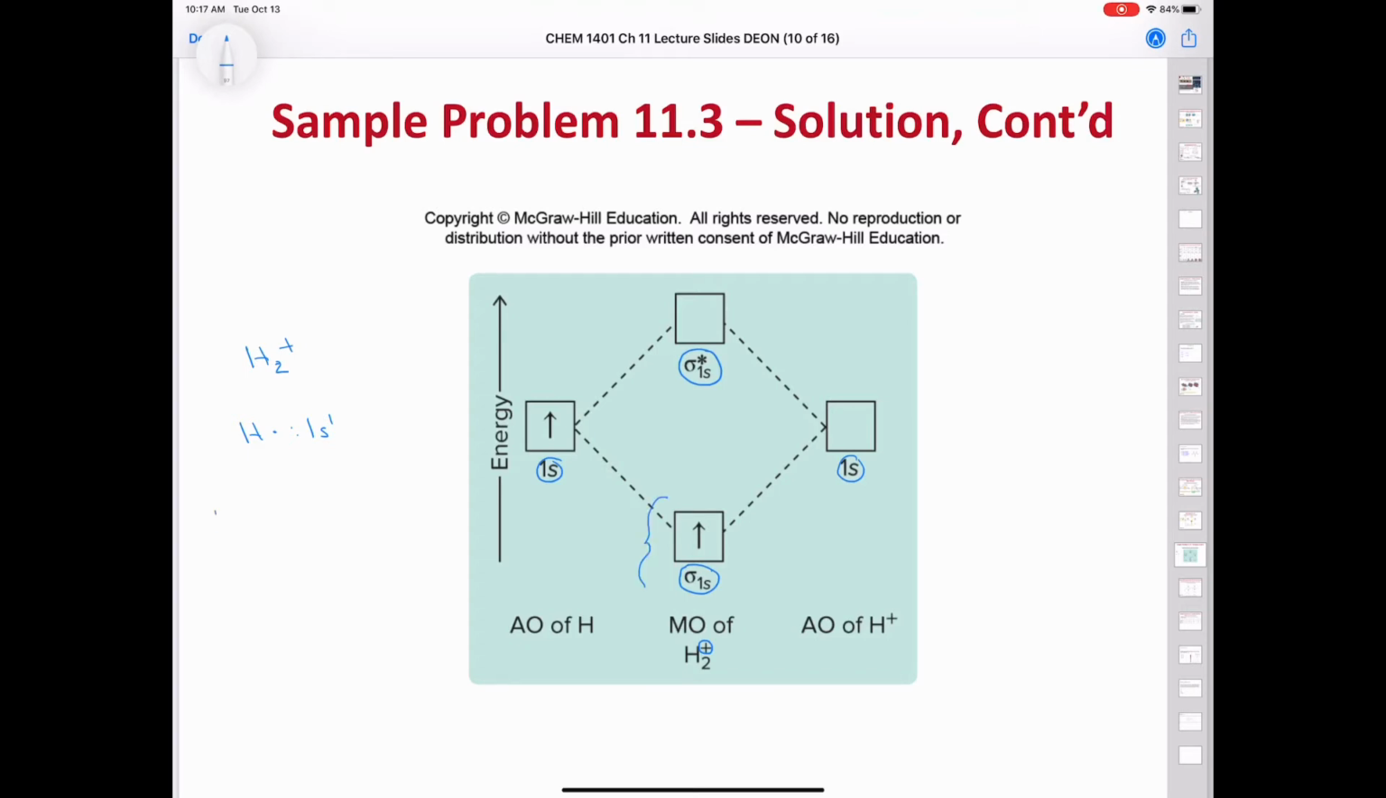So when I want to calculate my bond order, I'm going to take the number of electrons in my bonding molecular orbitals, which is 1, minus the number of electrons in my antibonding molecular orbitals, which is 0, and I'm going to multiply that by a half, and I get a bond order equal to a half. And so H2+ should exist. And the electron configuration for H2+ is simply sigma 1s 1, like that.